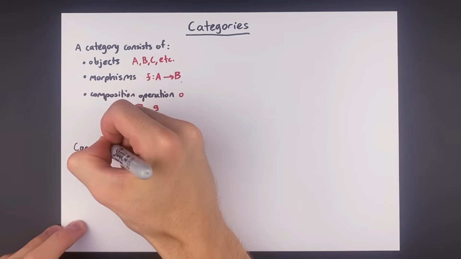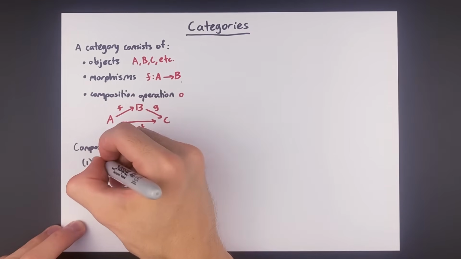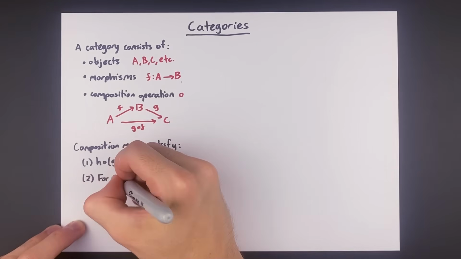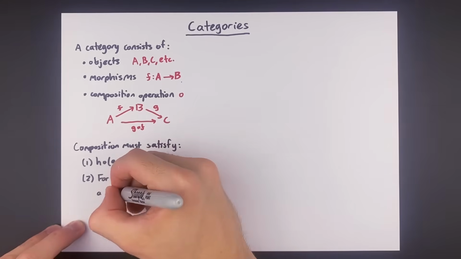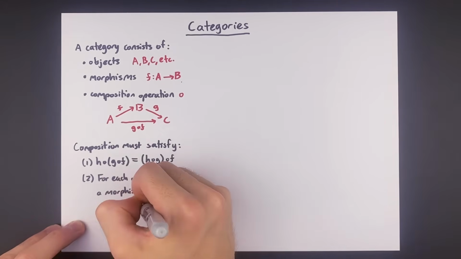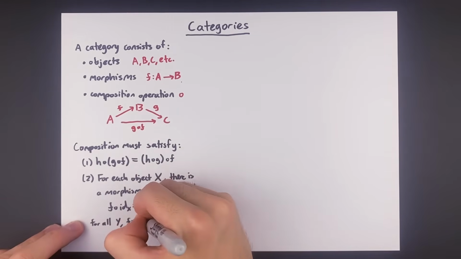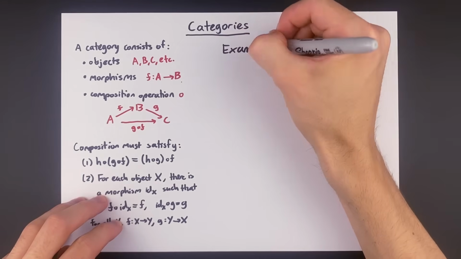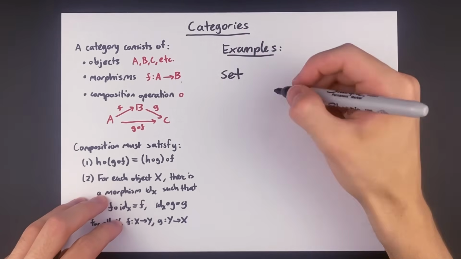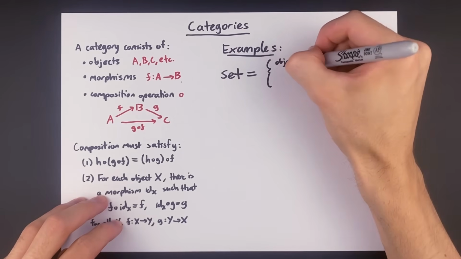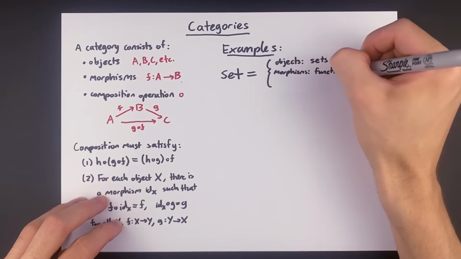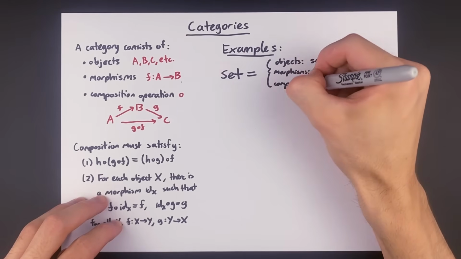The composition operation only needs to satisfy two properties. Firstly, it must be associative, meaning it doesn't matter where we put brackets, and secondly, there must be an identity morphism for every single object. Composing the identity on an object with any other morphism going to or from that object leaves that morphism unchanged. Okay, let's look at an example of a category. Set is the category of sets. Its objects are all possible sets, its morphisms are all possible functions between sets, and its composition operation is composition of functions.